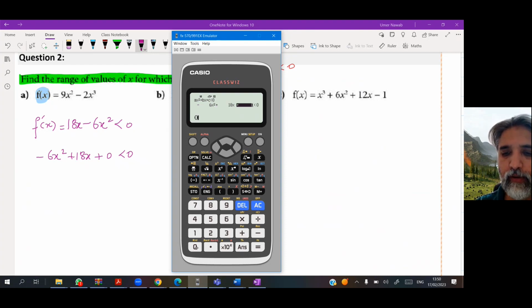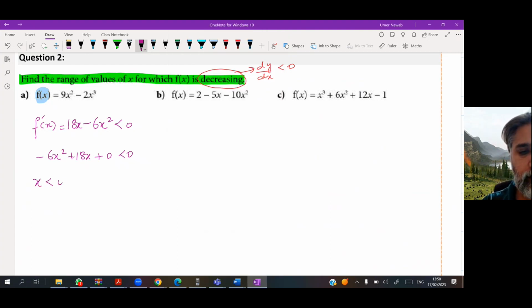18, enter. 0, enter. The calculator tells you x is less than 0 and x is greater than 3. So these are the two ranges on the x-axis which tell you where the function is decreasing. Next question.